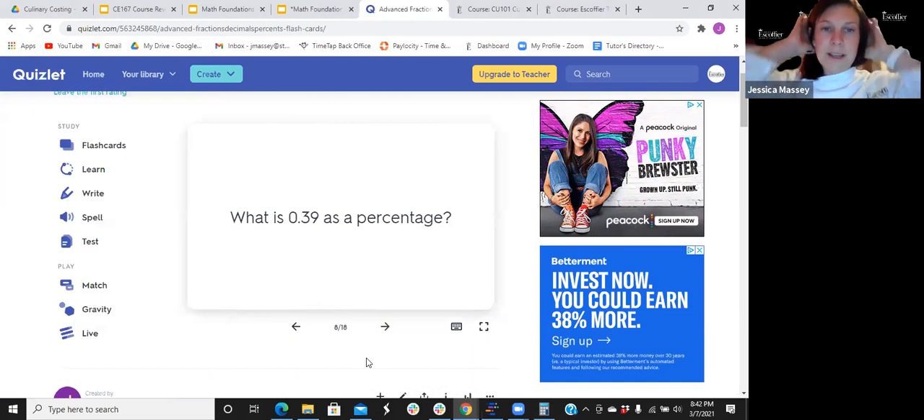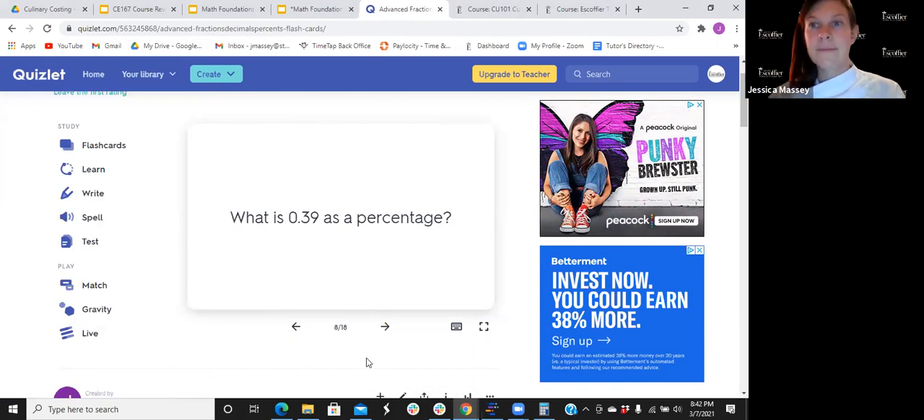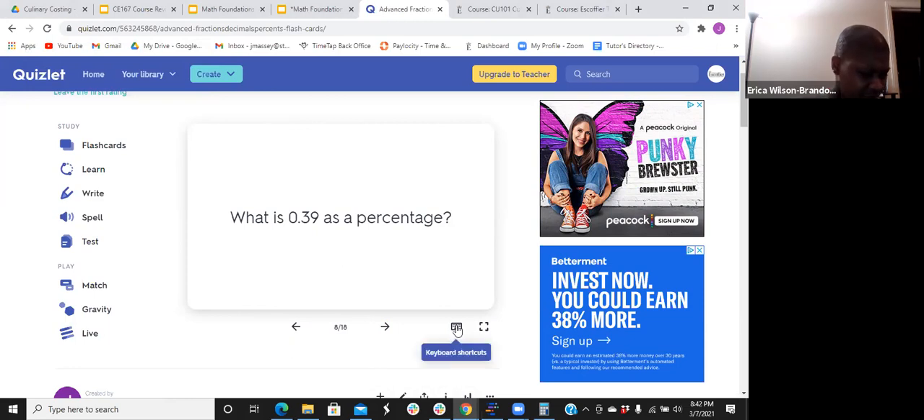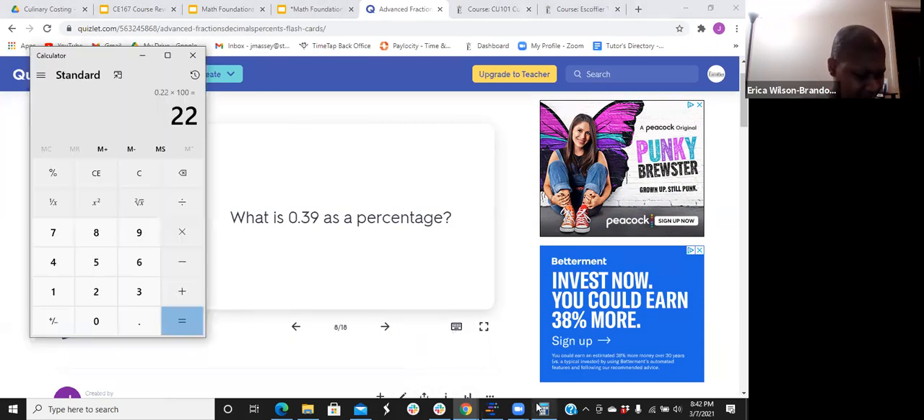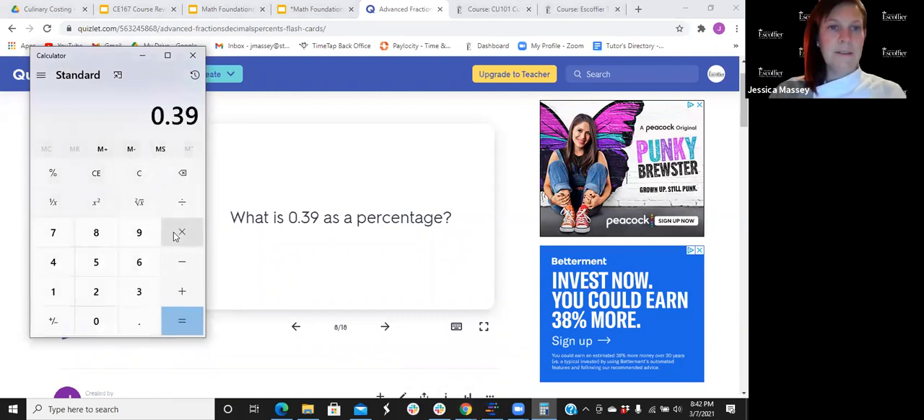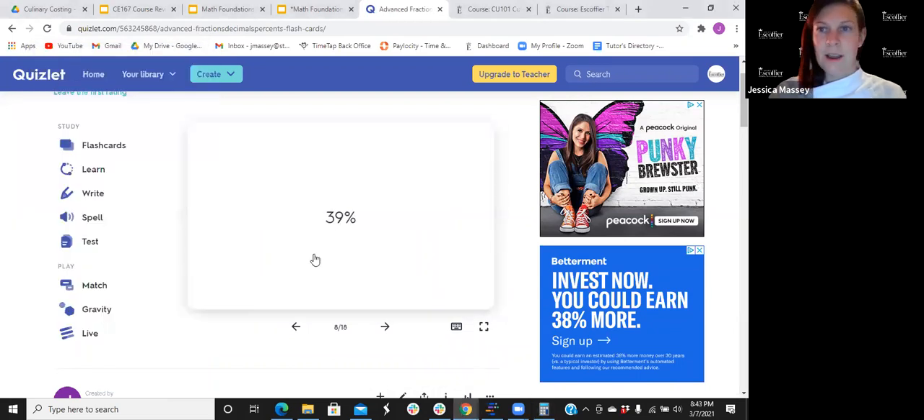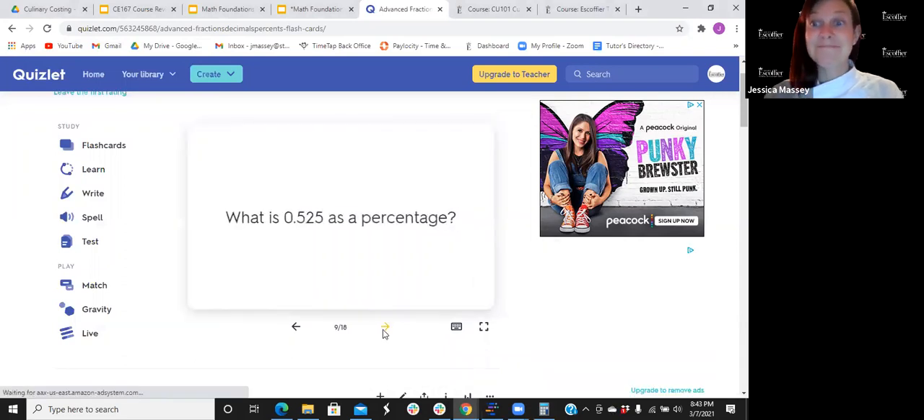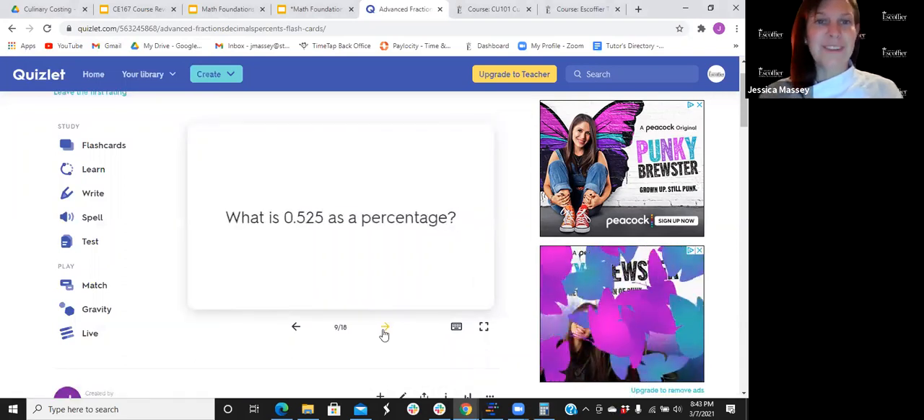How about this one? What is 0.39 as a percentage? So 0.39 times 100 equals 39. Yeah, that's exactly right. Nice job. You're doing great. You're a math whiz today.